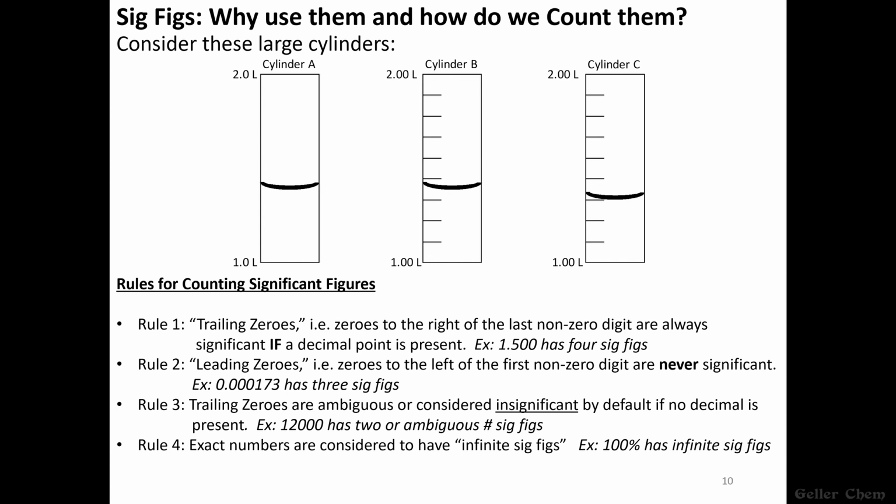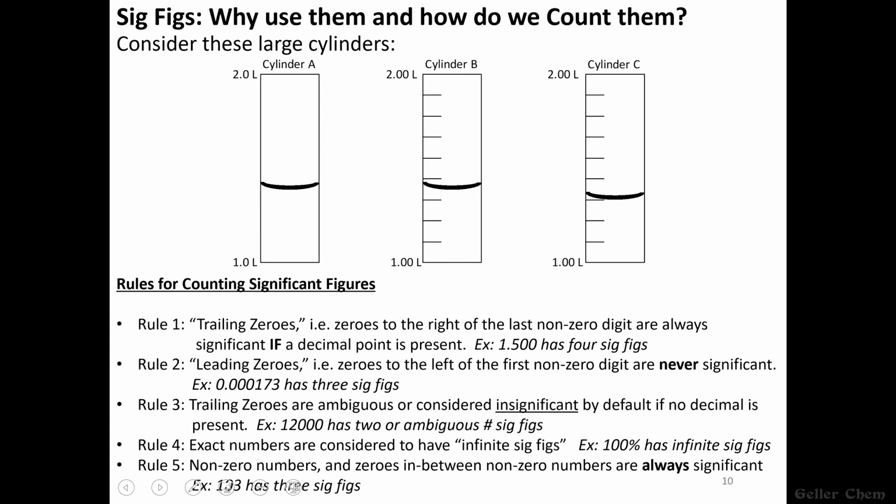And our last rule doesn't really relate to these cylinders, but it's non-zero numbers and zeros in between non-zero numbers are always significant. So for example, 103, the 1 and the 3 are significant because they're non-zero, and since that 0 is sandwiched in between, it must be significant as well.